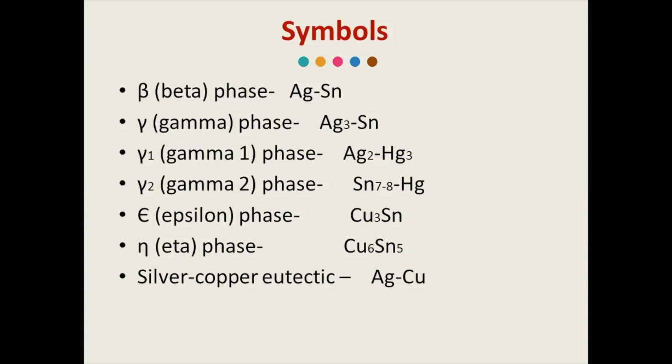So the first phase is the beta phase, which is composed of silver and tin. Second is the gamma phase, that is Ag3Sn, silver tin. Gamma 1 phase, silver mercury, Ag2Hg3. Gamma 2 phase, tin mercury, Sn7-8Hg. Epsilon phase, that is copper tin, Cu3Sn. Eta phase, Cu6Sn5. And the silver copper eutectic phase, which is very, very important, that is AgCu, silver copper.